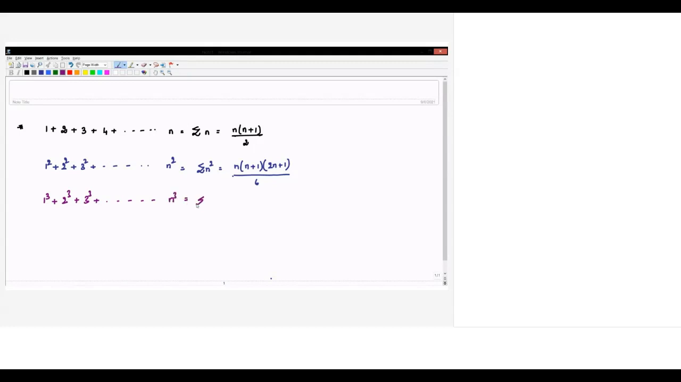Sum of cubes of first n natural numbers, which is sigma n cube, which is sigma n whole square. That is n square into n plus 1 whole square, by 4.